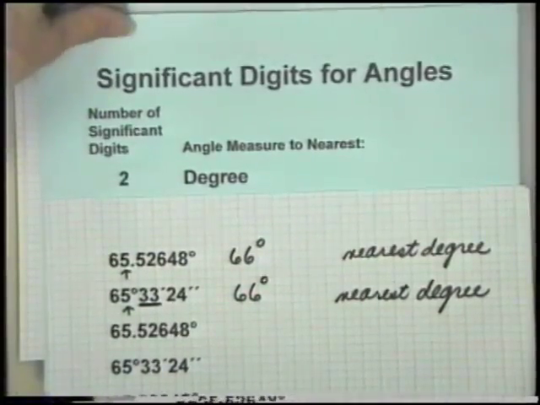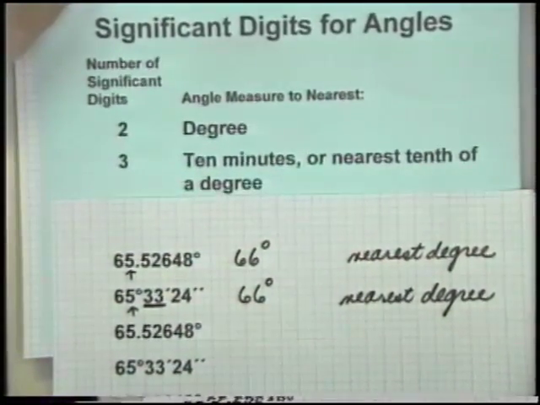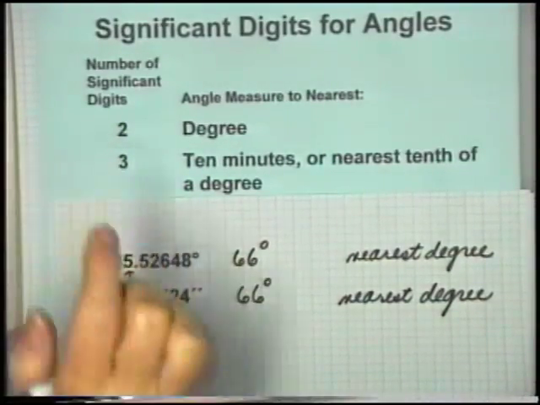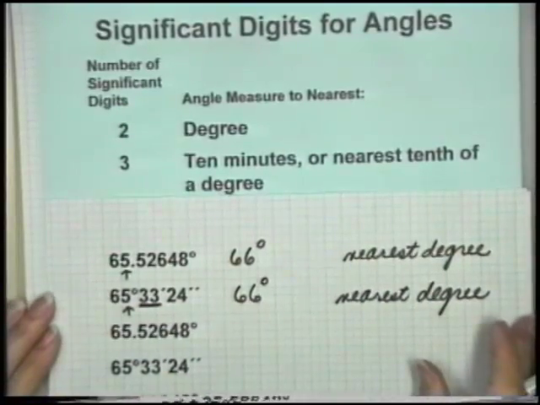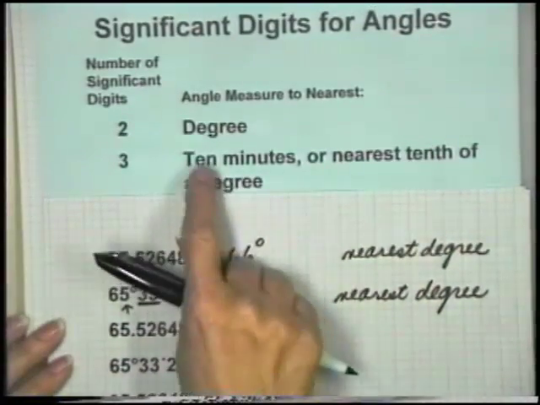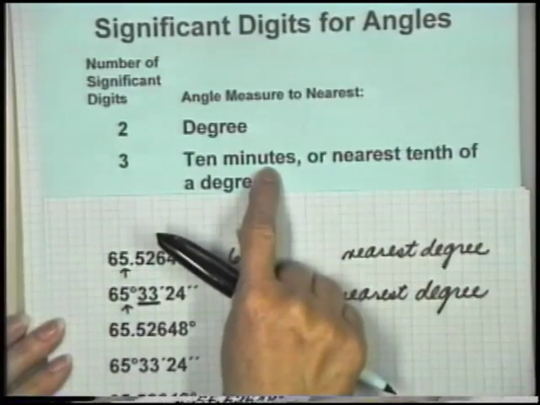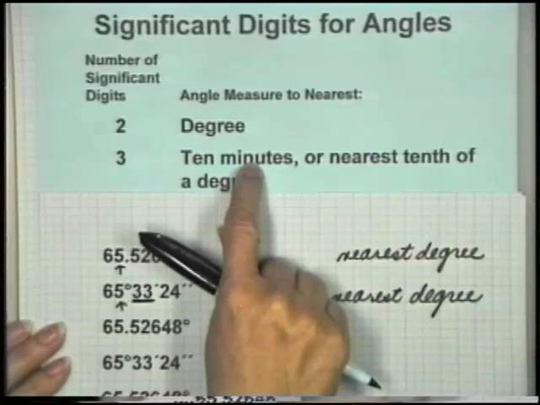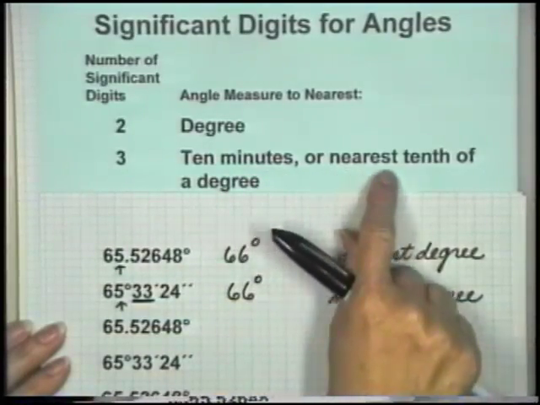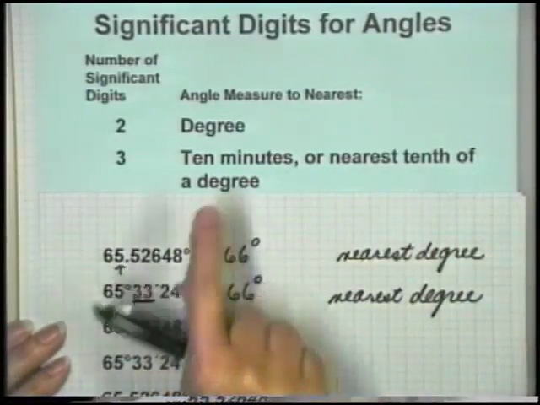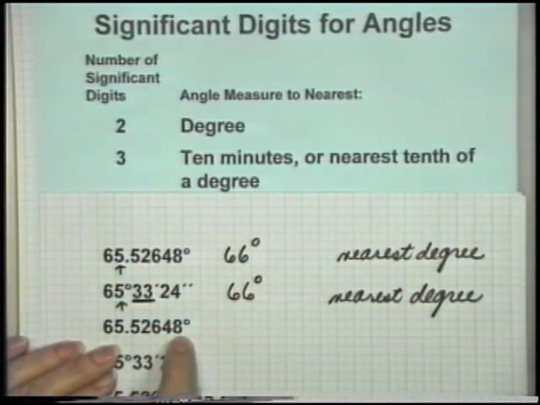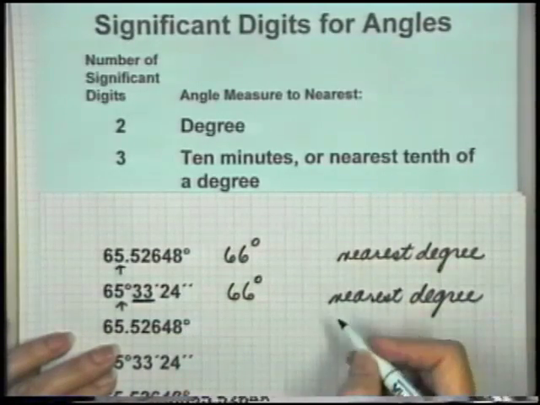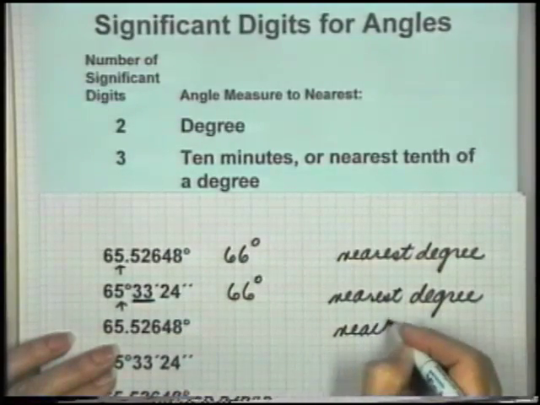Now, suppose that we are supposed to have 3 significant digits for our angle. We want to round it to 3 significant digits. Well, if the angle is given in minutes and seconds, we want to round to the nearest 10 minutes. If it's given in decimal degrees, we'll round to the nearest tenth of a degree. So let's look at this same example. And of course, since this is in decimals, we want to round to the nearest tenth.